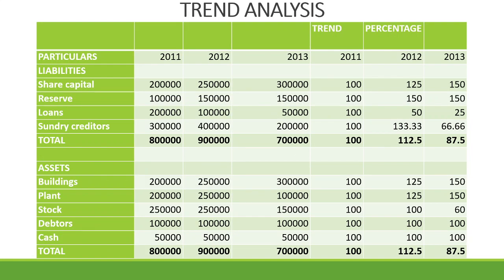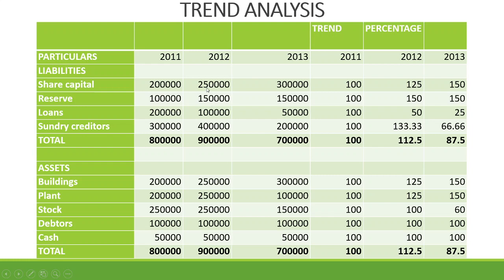So trend analysis, you can see the columns, particulars and amount columns for different years, 2011, 2012 and 2013. Then the trend percentage for the 3 years, 2011, 2012 and 2013. Now to begin with the share capital. We write the figures of the amount for all the years actually, 2011, 2012 and 2013. The figures given are written first, 2 lakh, 1 lakh, 2 lakh, 3 lakh and the total is 8 lakh.